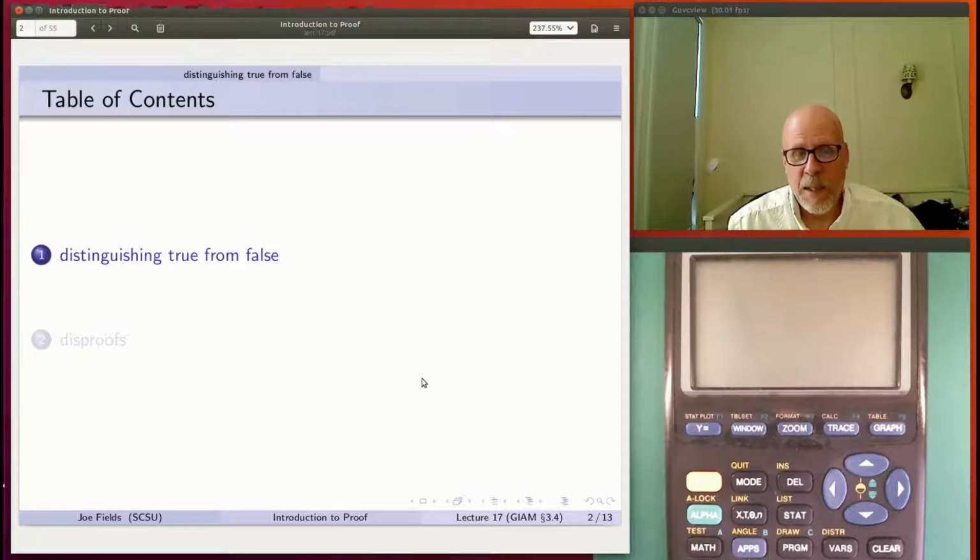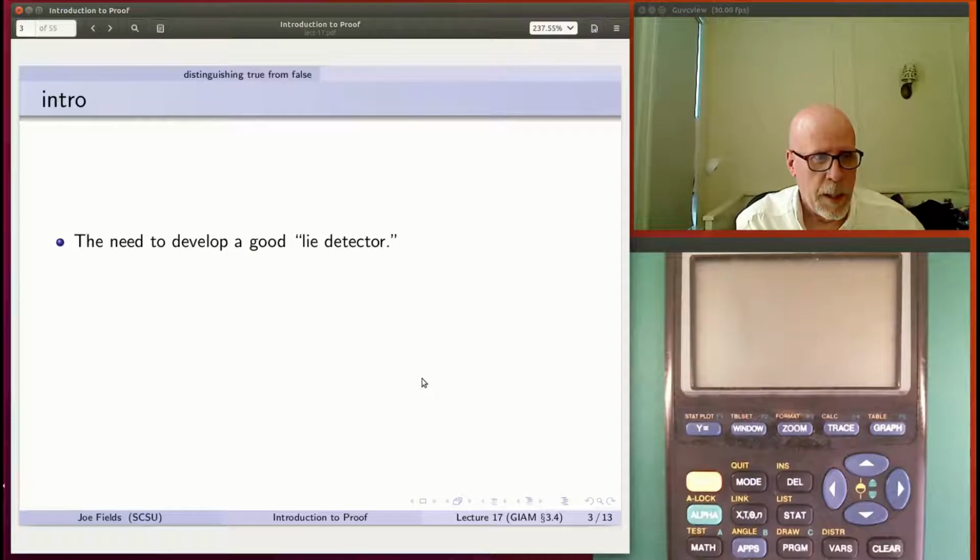In fact, in a sense, the main point of this section is to develop a better facility with a BS detector, recognizing when statements are wrong. And so, yeah, distinguishing true from false. Then we'll actually look at a bunch of examples of statements and disprove them. Occasionally, I'll mix it up so that there's two statements, one of which is true and the other is its negation and it's false, and you've got to figure out which is which. Let's get rolling. So, yeah, you need to develop a good lie detector.